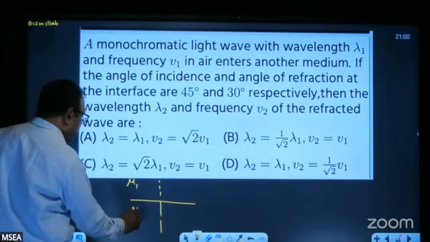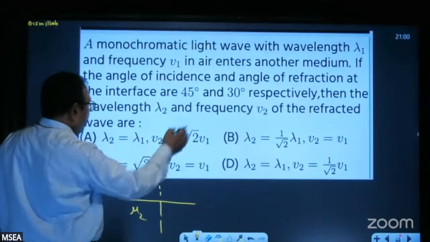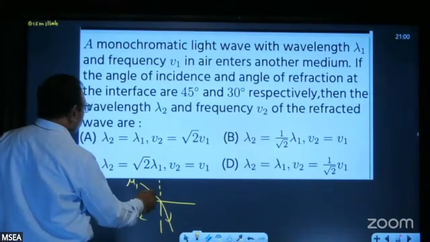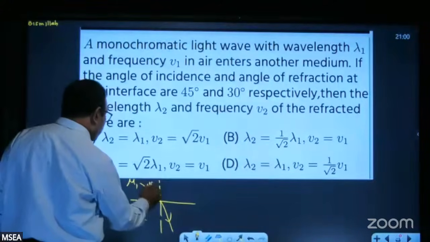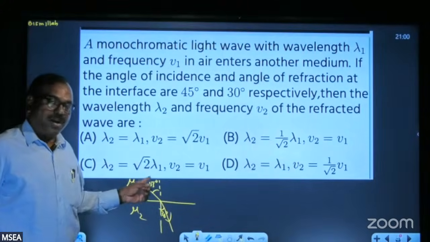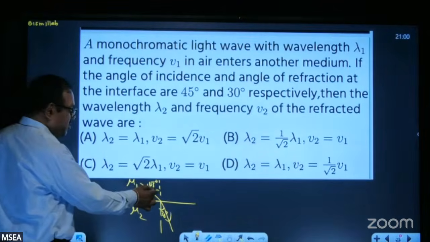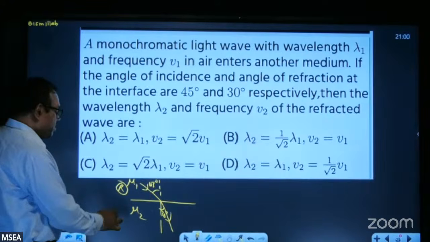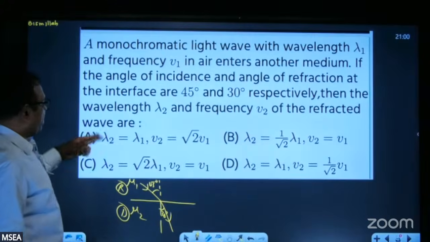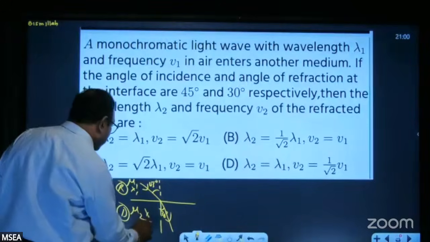Let us take mu1 and mu2 for the two media. A monochromatic light wave, lambda 1 is the wavelength of light. Then it goes like this. The angle it makes is 45 degrees, and this becomes 30 degrees. Whenever a light ray travels from rarer to denser, it bends towards the normal. As the angle of incidence is more, this must be the rarer medium and this the denser medium, with 45 and 30. The wavelength here is lambda 1 and here is lambda 2.